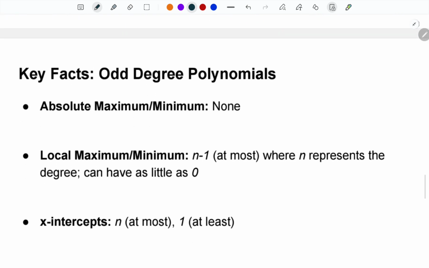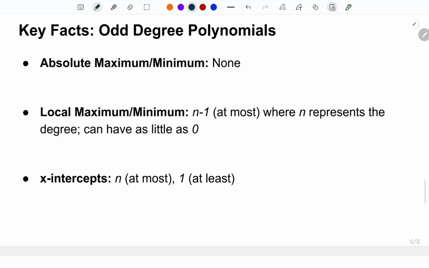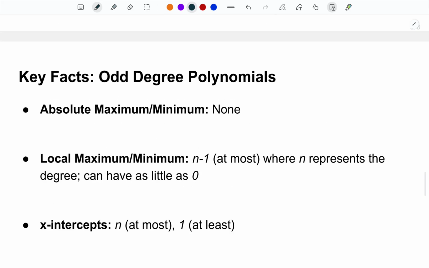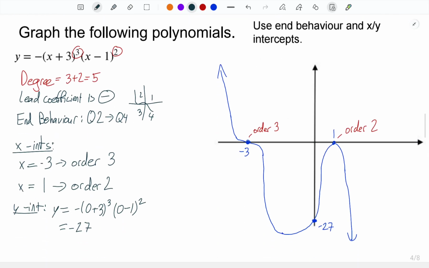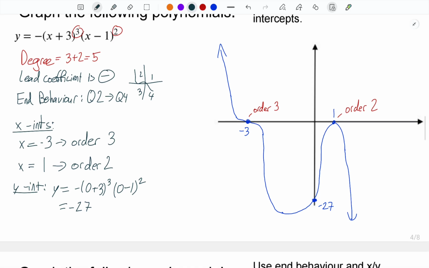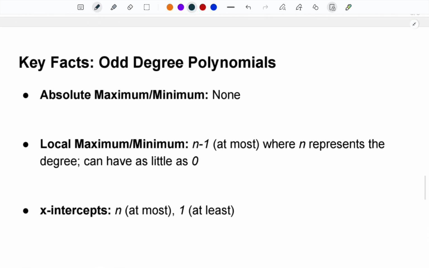Okay. So some important key facts. We briefly talked about them in an earlier lesson. But again, just to reiterate and really get us more confident with these polynomials. If you have an odd degree polynomial, your polynomial does not have a maximum or minimum. If you take a look at the first graph we graphed, there is no absolute max or min because you're starting in one quadrant going to the opposite quadrant. So you'll never actually have a point that is the lowest or the highest. You can always get lower or higher.